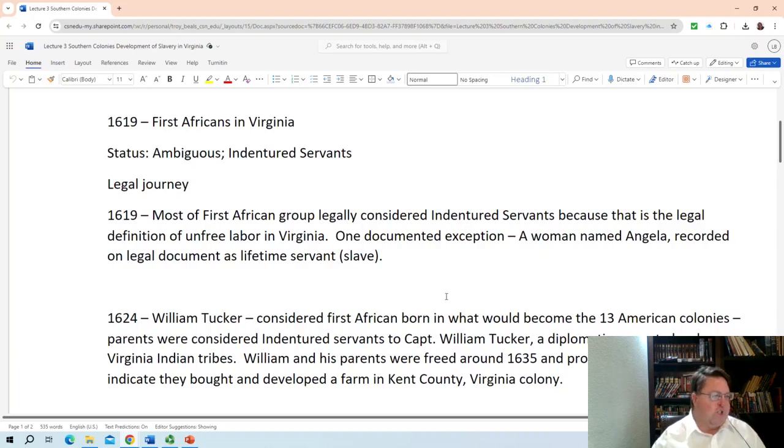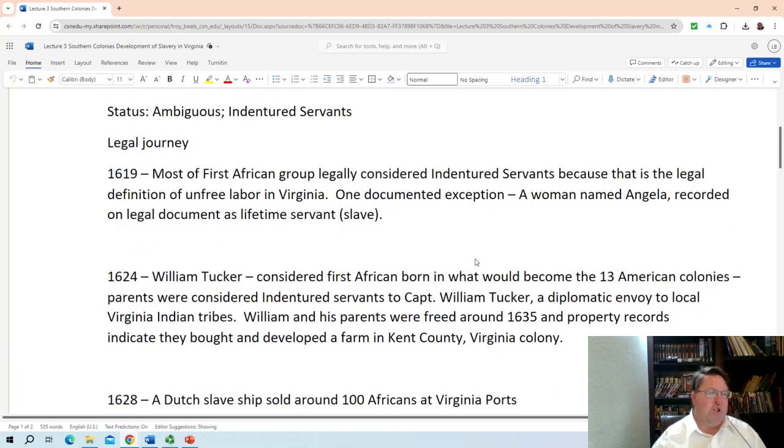So the legal journey: in 1619, most of the first African group were legally considered indentured servants. The biggest piece of evidence for that is that's the legal status of unfree labor in colonial Virginia. When you look at the laws and the statutes and the legal system in Virginia in 1619, unfree labor is indentured servitude. You have a contract, and you live out that contract. You're freed, and so that's the number one thing. That's the legal system in colonial Virginia.